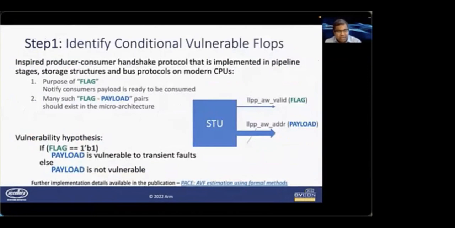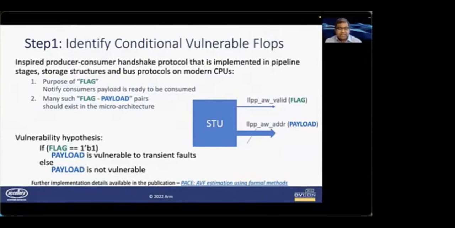One very crucial component is the conditionally vulnerable flops. We evolved this methodology based on our understanding of the producer-consumer handshake protocols that we see in implemented pipeline designs, storage structures, and some bus protocols. What we see here is that if there is a flag associated with the payload, whenever the flag is valid, the payload also carries useful data. And whenever the flag is invalid, the payload does not carry useful data, or the other way around holds true.